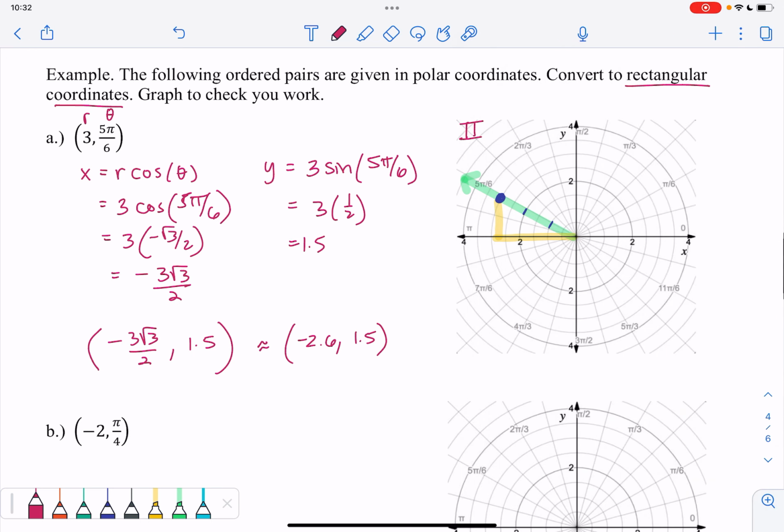So that would be going left, negative 2.6. Here's negative 1, negative 2, and then over, that would be 3, so about right there. That looks good. And then up 1.5. Well, here's 1, and then here's 1.5 would be over there. So yeah, that looks pretty good.